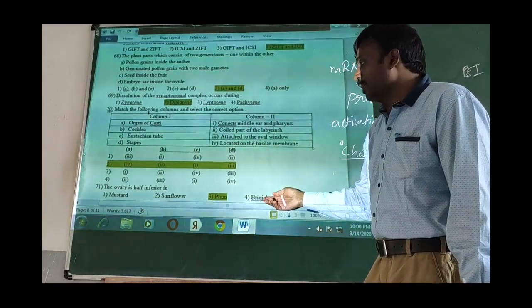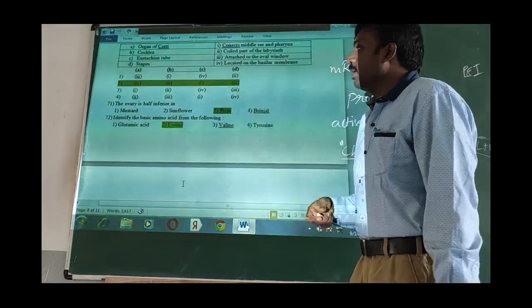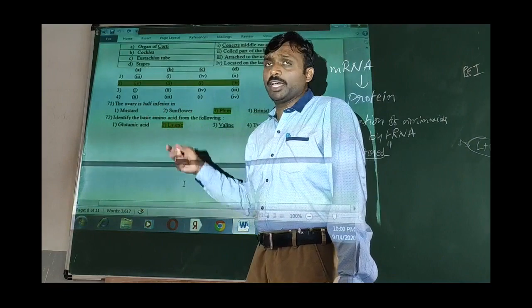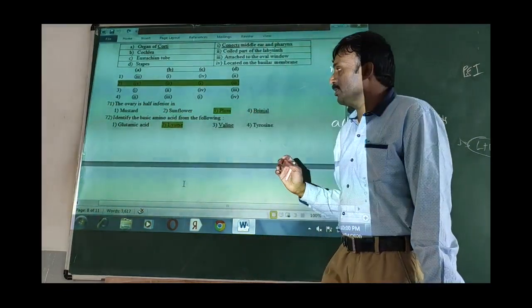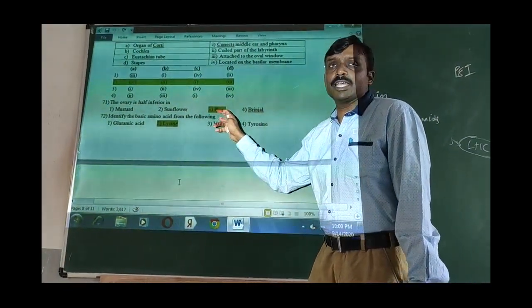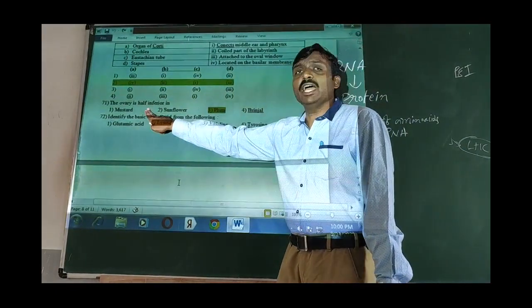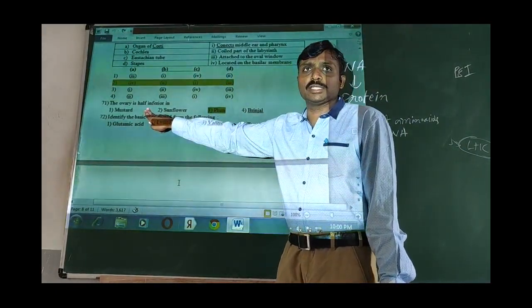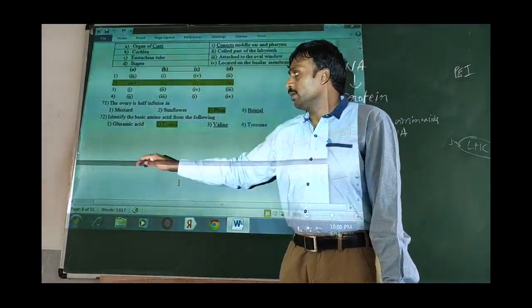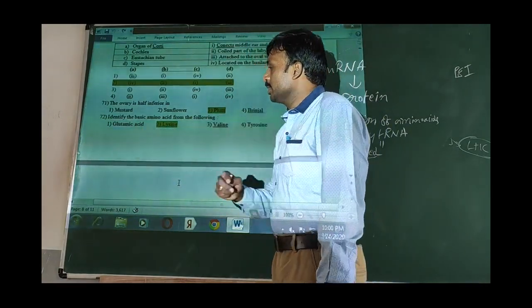Then moving to the next question, 71. The ovary is half inferior. Again from morphology of flowering plants, first year syllabus. So in the case of the plum plant, we can say half inferior ovary. Okay, so all these are examples. And then moving to the next one.